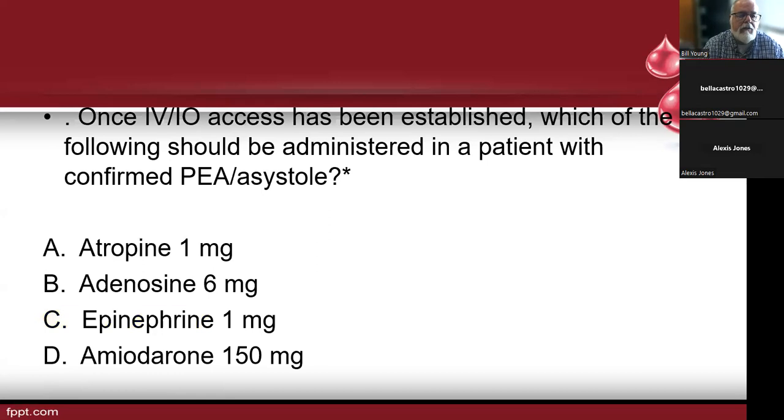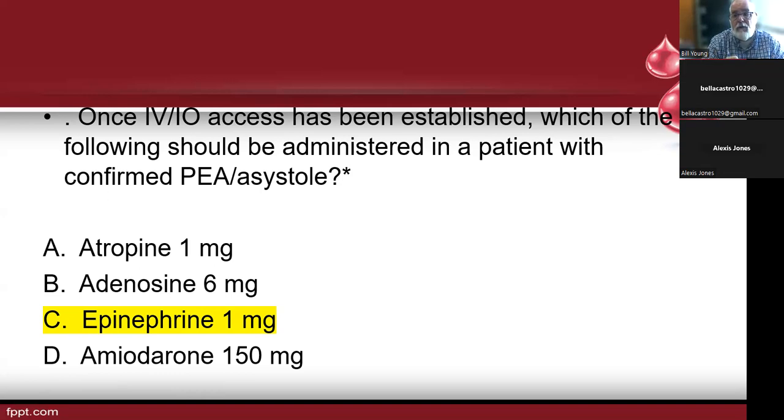All right, Bella, this one's yours. Once IV/IO access has been established, which of the following should be administered in a patient with confirmed PEA or asystole? Atropine, 1 milligram, adenosine, 6 milligrams, epi, 1 milligram, or amiodarone, 150 milligrams. Epinephrine, 1 milligram. Yeah, and what's the concentration that we're going to utilize for that epi? 1 to 10,000. Yep.